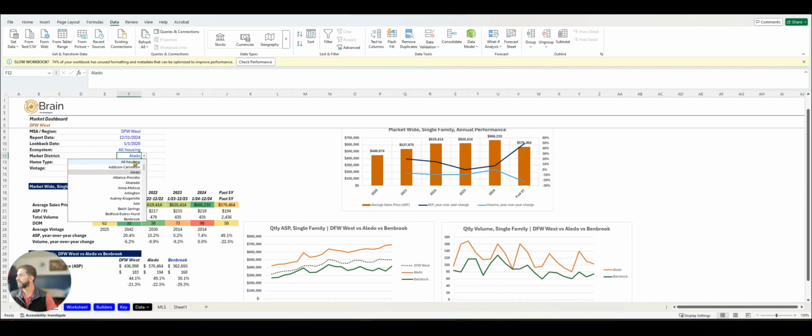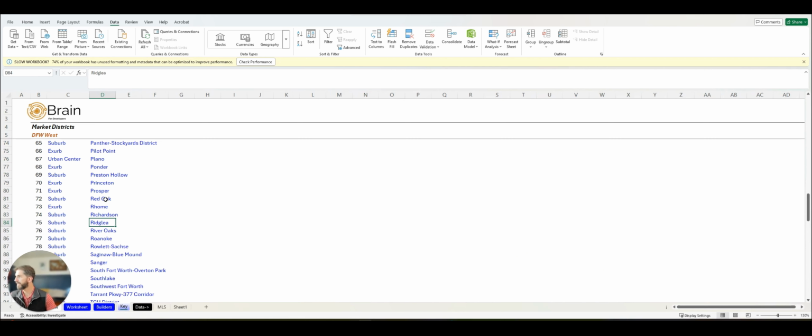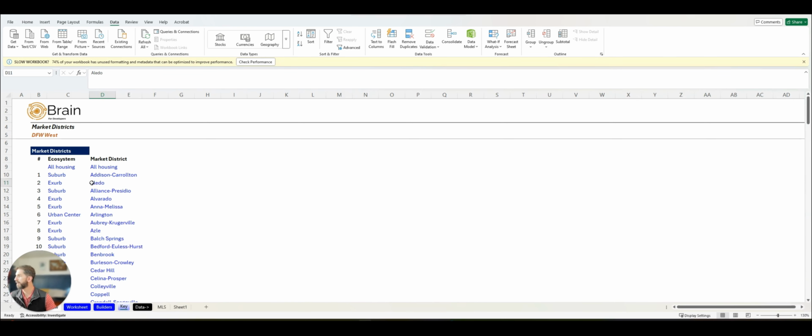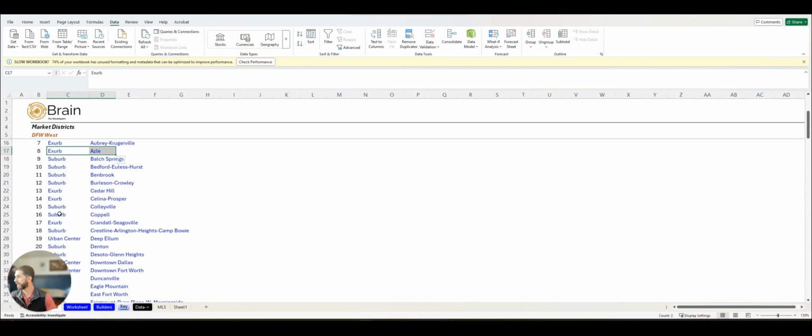The market district, you can go with all housing. That's going to encompass all of DFW West, or you can go with any given submarket. In the key tab, we've defined these submarkets. So you have Aledo as an exurb, whereas Azle is an exurb. You have Colleyville is a suburb.